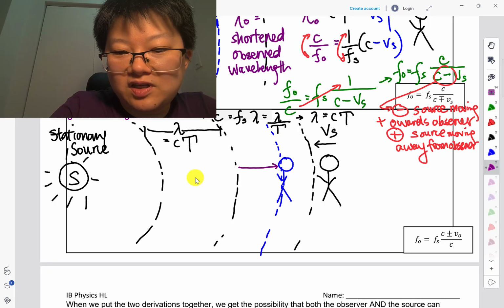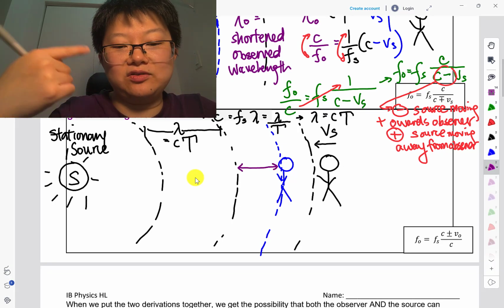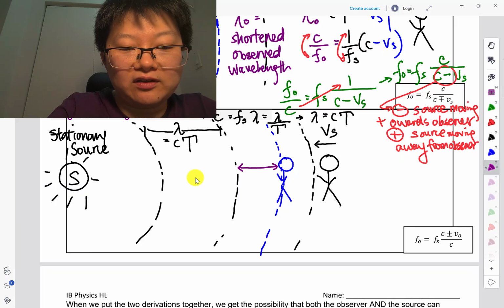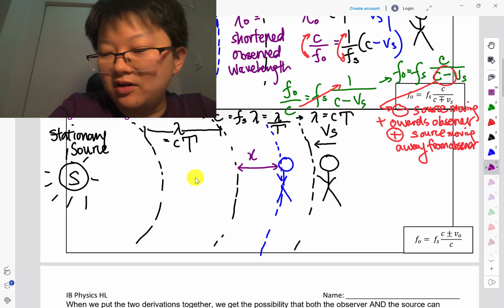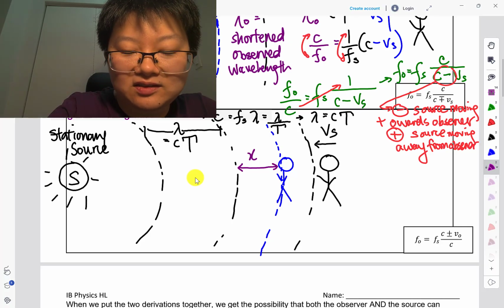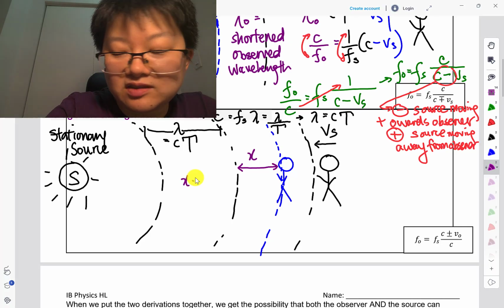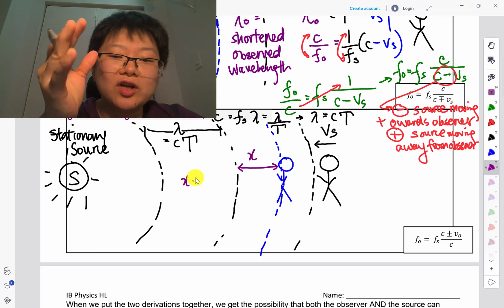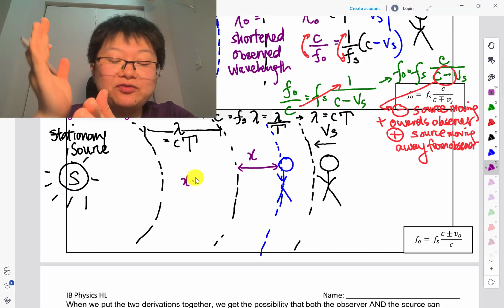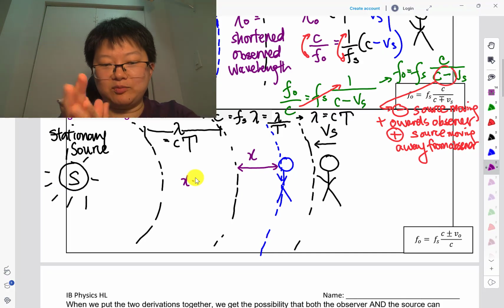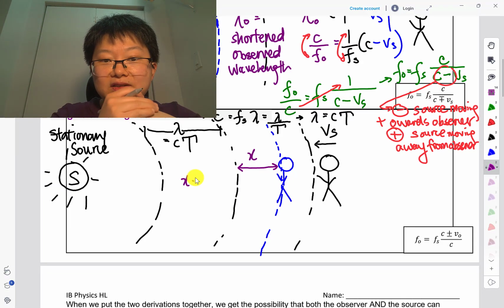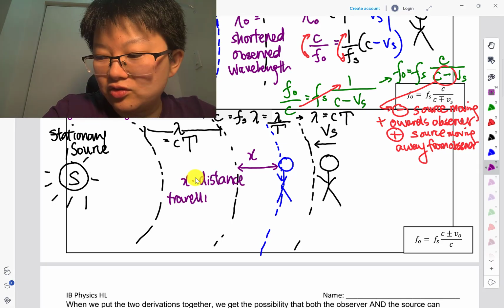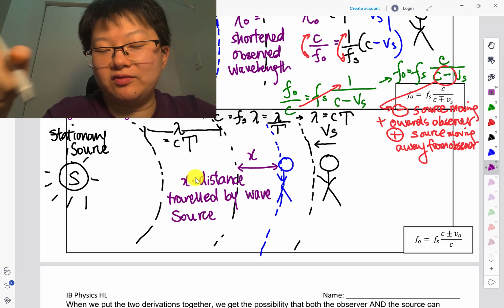So I'm going to draw this here, and this is kind of similar to the line of thinking we had earlier with the moving source instead. So I'm going to call this x. This x is going to be the distance traveled by the wavefront before the observer hits it and observes it. So in a sense, this x is the distance traveled by the source of the wave.